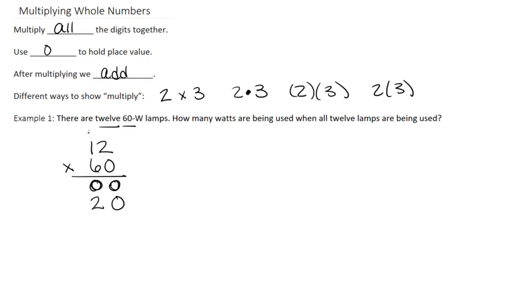And what we do is we carry the 1. Now we go 6 times 1, which is equal to 6. And then we add that last 1. So that is equal to 7. Then, after we've done multiplying, we now add. So 0 plus 0 is 0. 0 plus 2 is 2. And then 7. So we have 720 watts.